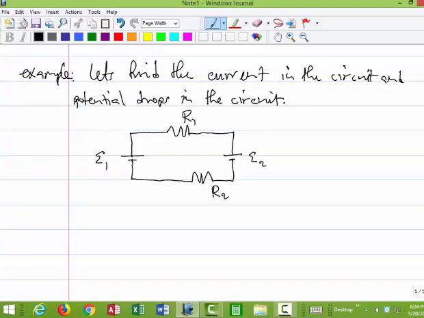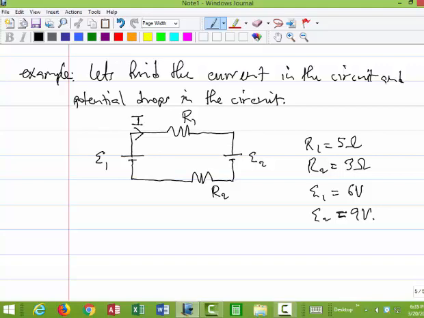So we can assign certain values, of course. We can say R1 is equal to 5 ohms. R2, let's say, is equal to 3 ohms. E1 is 6 volts. E2, let's say, is 9 volts. One of those batteries is going to be charging the other, basically, because we have two unequal batteries in the circuit. Let's assign a direction to the current flow. Let's say the current flow is this way.